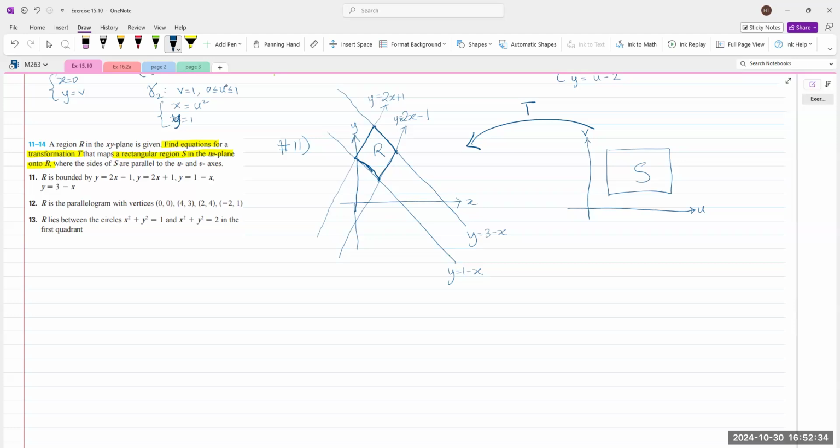Now if you watch my lecture videos, you will see that we actually have many possible such transformations. But if you notice the boundary here, y equals to 2x minus 1, y equals to 2x plus 1, it seems like we can play with that. Okay, we can make it 2x minus y, call that u.